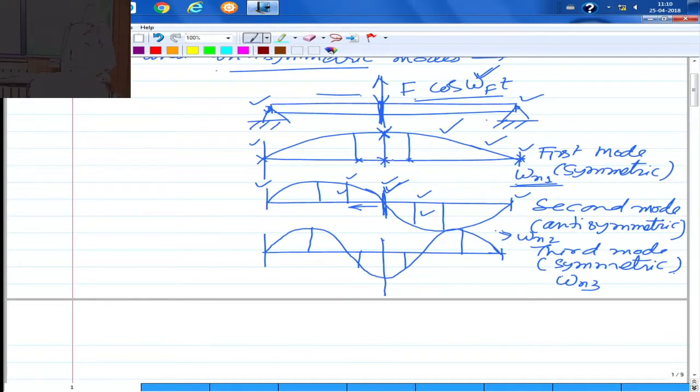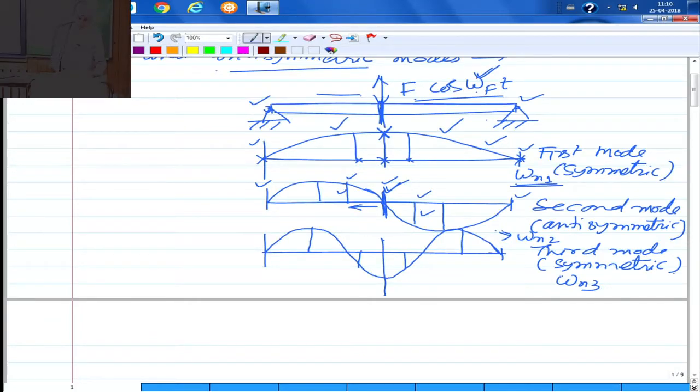Now, in this case, when omega f is close to omega n1, it is going to resonate and it would be vibrating in this particular mode. But when you go to the second mode, and I choose this omega f which is close to omega n2, then you will find that although the forcing frequency is the same as the second mode natural frequency, the vibrations would actually be very little.